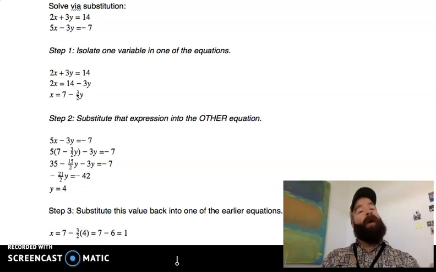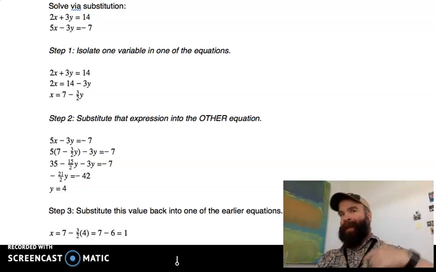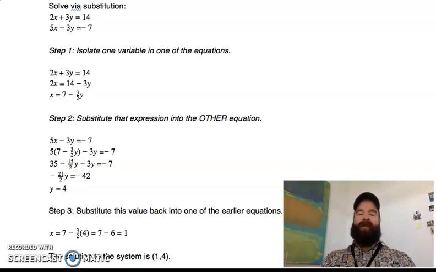I have the x value and the y value at the point where they intersect. Now when you write the point, always remember x first, y second, even though I got the y first and then found the x. So the solution to this system is (1, 4). And that's solving by substitution.